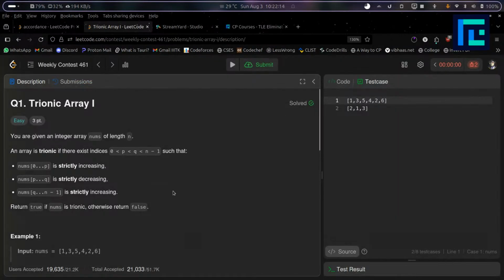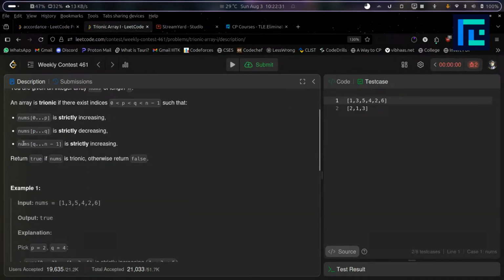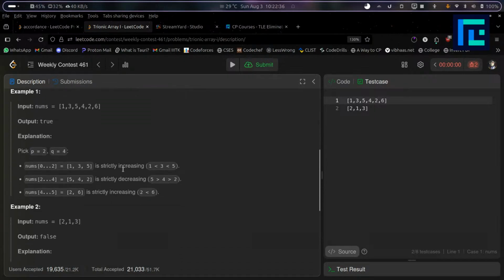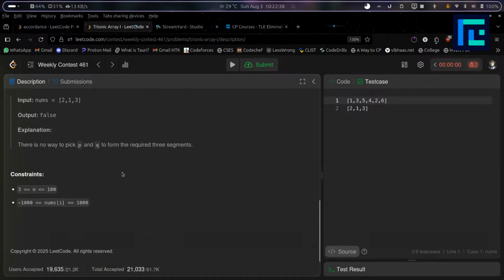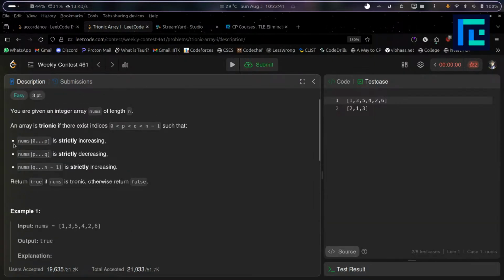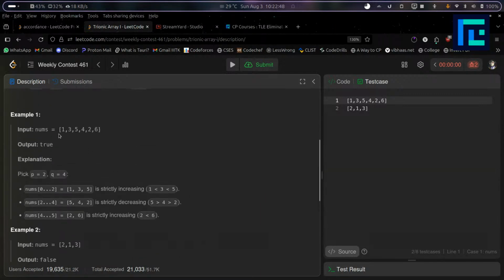All right. Trionic Array 1. You are given an integer array nums of length n. An array is trionic if there exist indices such that nums from 0 to p is strictly increasing, nums from p to q is strictly decreasing, and nums from q to n minus 1 is again strictly increasing. Return true if nums is trionic, otherwise return false. Okay. So what do we have to do here? We basically just need to ensure that the array is of this form: strictly increasing, followed by strictly decreasing, followed by strictly increasing. Okay. So here they've given some examples.